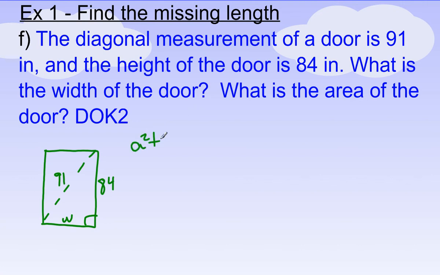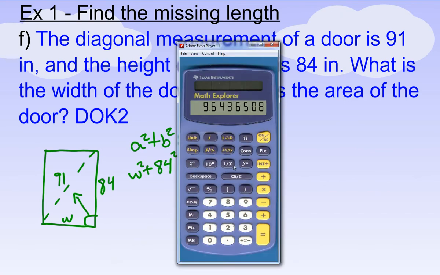A squared plus B squared equals C squared. Now, make sure I don't mess up again. Diagonally across in the right angle, that is the hypotenuse. 91 squared. 84 is my one leg, and this width is the other. Alright, let's go to town on this thing. 84 squared.